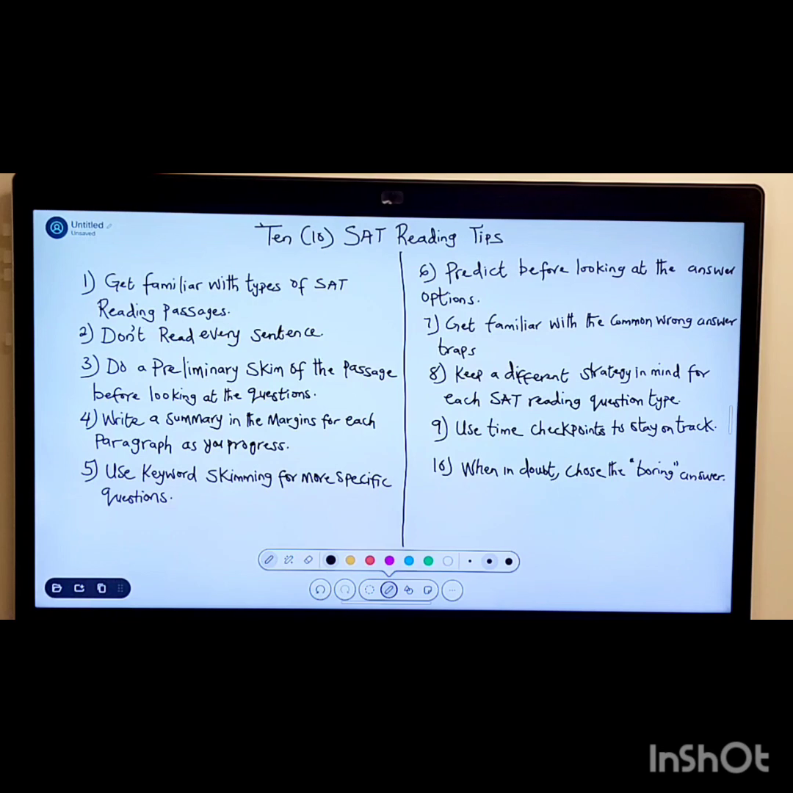Get familiar with the types of SAT reading passages. We have different kinds of SAT passages. You're going to have the natural science, social science, historical documents, literary narrative. All these are the kinds of passages you're going to be having, depending on any one of them you can come across.